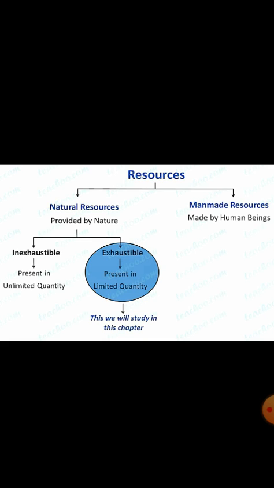Among these, some are found in nature and some are man-made. For example, we use books. Books are man-made, but the raw material is obtained from bamboo, a natural resource. We use vehicles. These are man-made. But the metals required to make a vehicle are obtained from nature. So resources are classified either as natural resources or man-made resources.